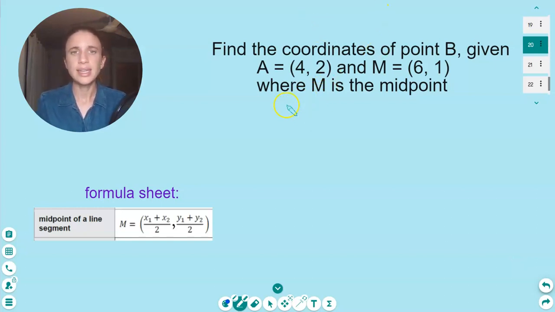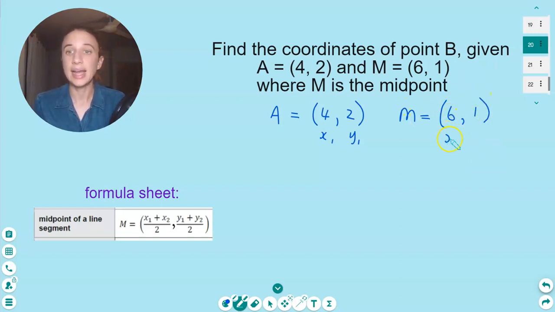So the key is to label your points, all right? So I've got A is 4, 2. Now that, I'm just going to call that X1, Y1. Now M is 6, 1. That is XM, YM, the X coordinate of the midpoint, the Y coordinate of the midpoint. Now, the trick here is to realize that we have formulas for XM and YM.